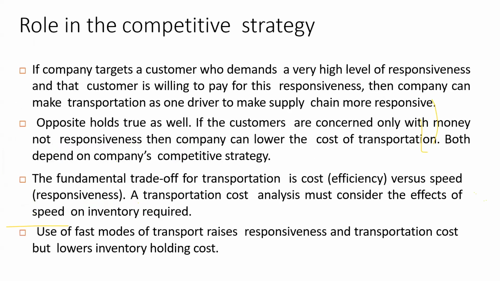So, role in the competitive strategy. If a company targets a customer who demands a very high level of responsiveness and is willing to pay for this responsiveness, then the company can map transportation as one driver to make the supply chain more responsive. So it completely depends on the customer's need and urgency. The opposite holds true as well. If the customers are concerned only with money, not responsiveness, then the company can lower the cost of transportation. Both depend on the company's competitive strategy.